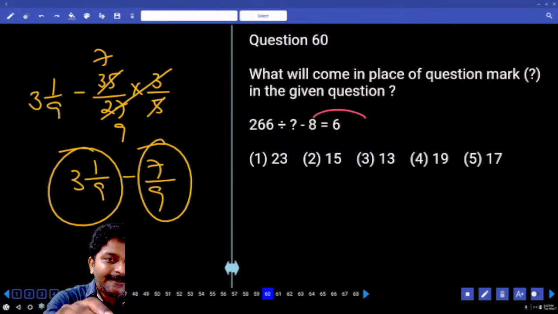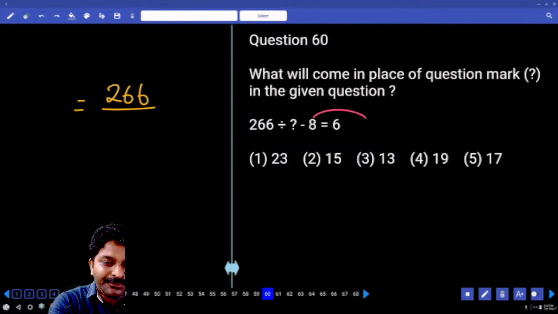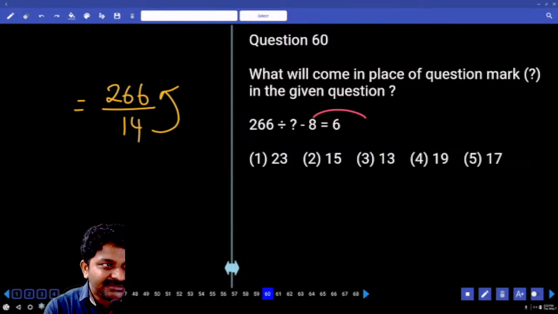-8 goes to the other side. +8. How much is right hand side number? 14. Left hand side 266 by x. X goes to right hand side. Right hand side 14 comes left hand side. Okay? 4 into which number ends with 6? Either 4 or 9.